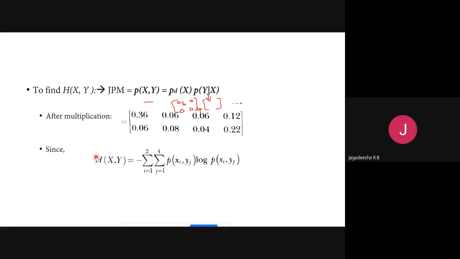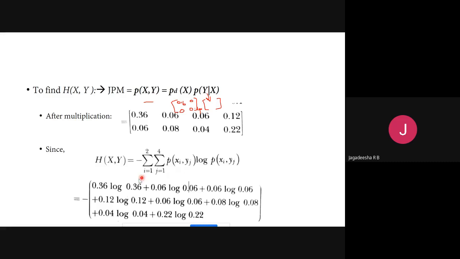Then joint entropy is what? Joint entropy is the sum of the joint probability times the log of the joint probability. We know all the required inputs here. You just need to find those values and the summation, that is 0.36 log 0.36, 0.06 log 0.06, and so on. For all these elements, you need to find pi log pi, and that should be around 2.5861 bits per symbol.